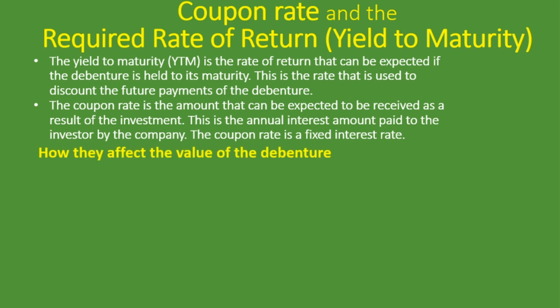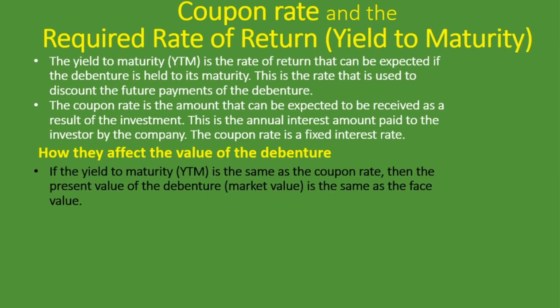So how do they affect the value of the debenture? You have to pay careful attention to the following notes because they will help you further understand these two concepts, the coupon rate and the yield to maturity. If the yield to maturity is the same as the coupon rate, then the present value of the debenture, that is the market value, is the same as the face value.